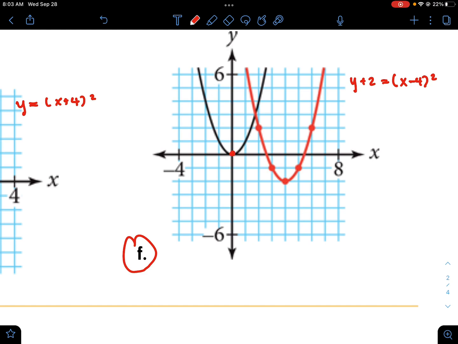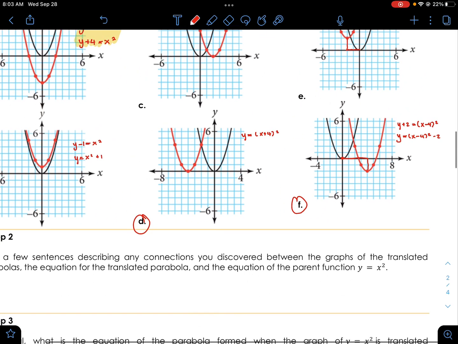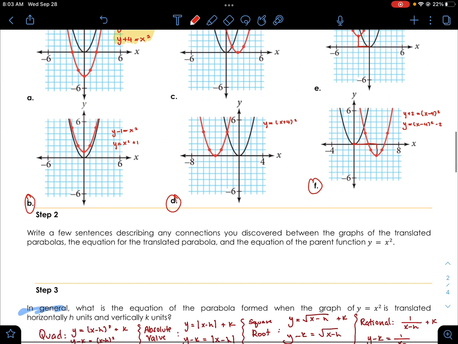I start with my vertex on my parent function. I move over 4 to the right, down 2. Or I could write y equals (x minus 4) squared minus 2. So again, this is how we're going to come up with these equations. You pick a point when you're dealing with your quadratic function or absolute value function. You're typically going to want to start with your vertex and see where the new vertex is going to be.